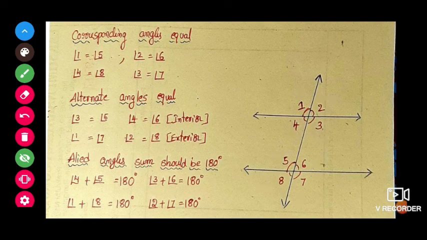Next, alternate angles also will be equal, children. Alternate angles means either interior or exterior. So first, interior: 4 and 6 will be equal, and 3 and 5 will be equal. Again 1 and 7 will be equal, and 2 and 8 also will be equal. Next, allied angle sum should be 180. This is only called interior angles also.